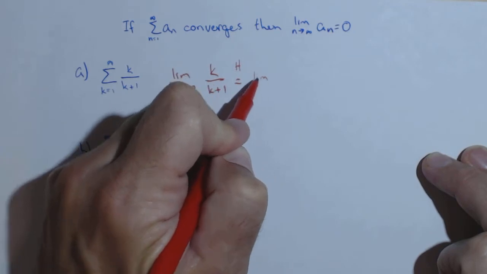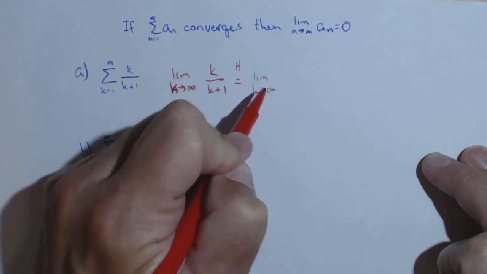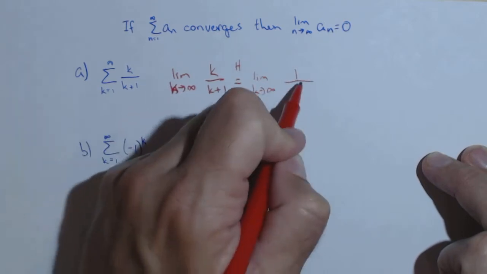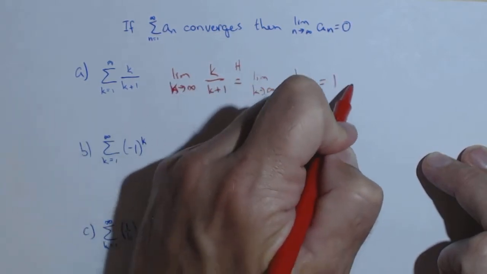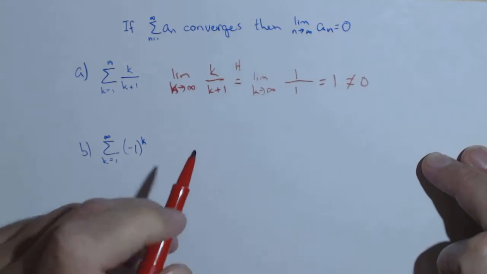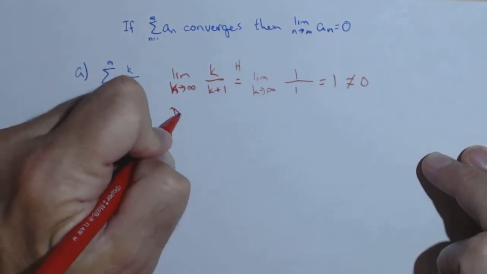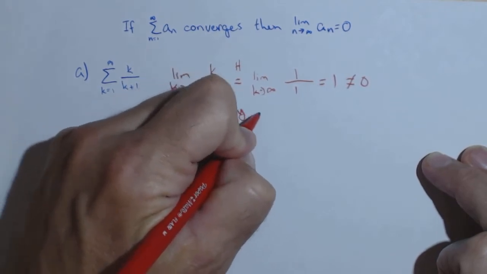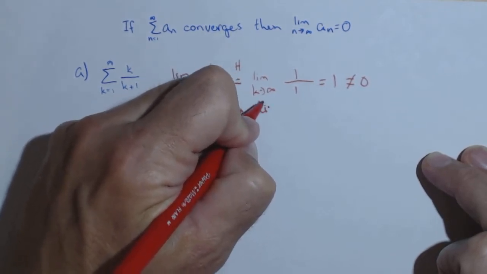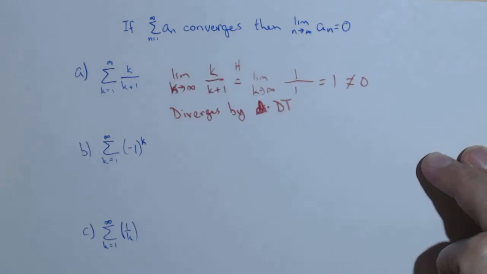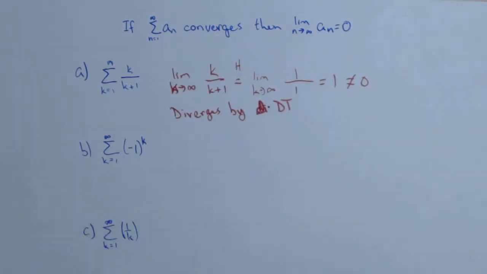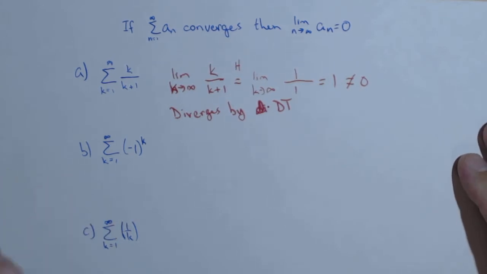So we have the limit as k goes to infinity. Some of you might already know what the limit is. The derivative of k with respect to k is 1. The derivative of the denominator is 1. So this limit goes to 1, which is not 0. So we can clearly say this diverges by the divergence theorem. I'll use a lot of acronyms just to save a little bit of time when we're working with series.